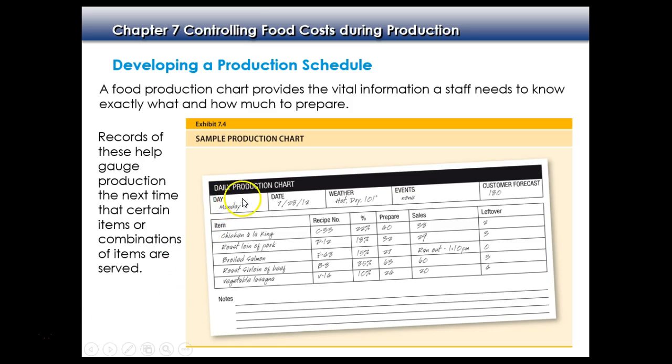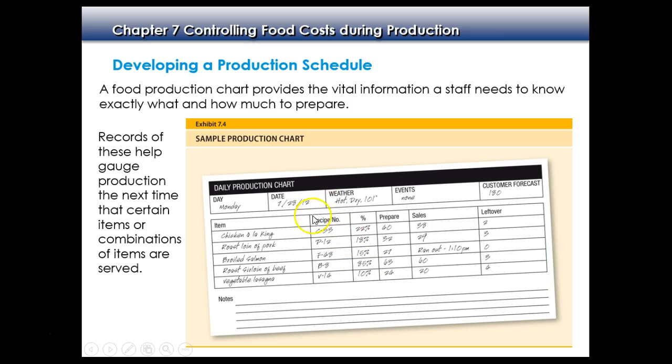They specified the day, and that's going to be important because you don't have the same sales on Monday as you do on Friday. It also lets you know the date, the weather, any events going on around you, and then your customer forecast. So you have all this historical data in here along with what your sales are. So look here, you have your items.